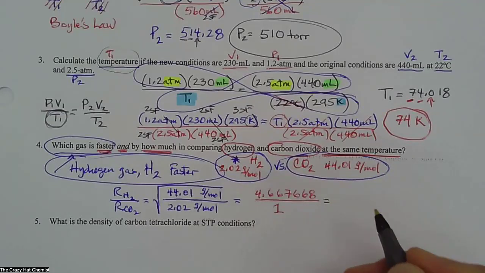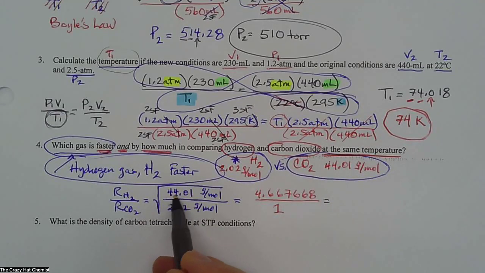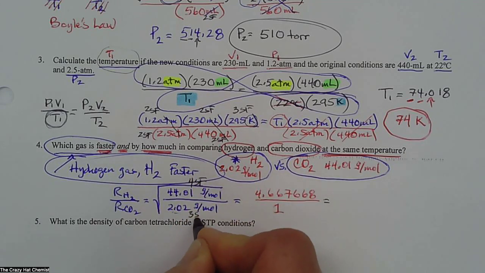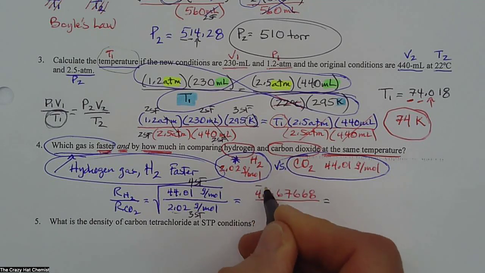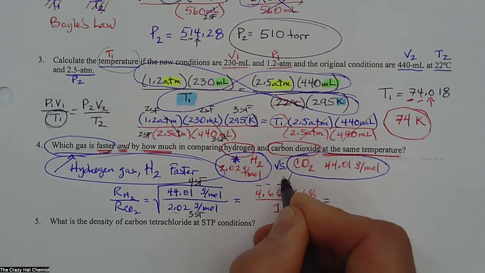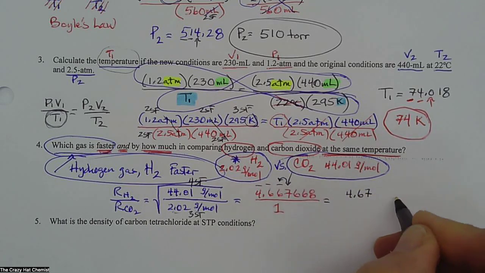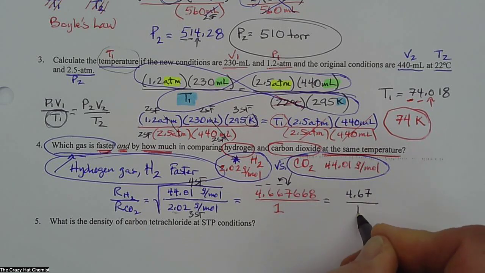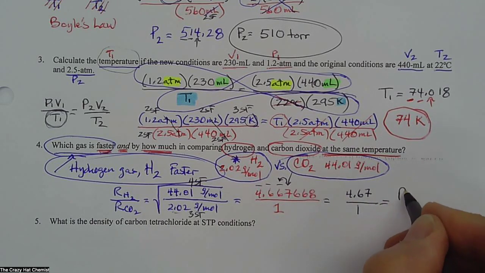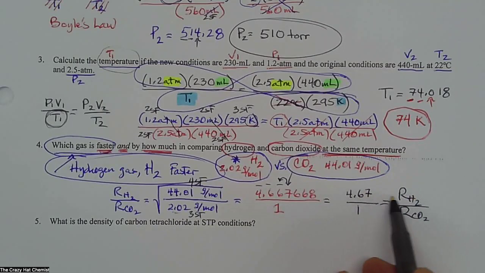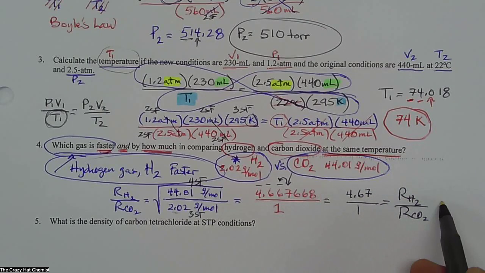We do need to round this here. This has 4 significant figures, and this has 3. I'm going to round this to 3 significant figures. That's 1, 2, 3. I'm rounding with that 7, so add 1 to the preceding digit. 4.67 times faster compared to 1. So that means hydrogen is moving at a speed 4.67 times faster than carbon dioxide, which is moving at a speed of 1 in comparison.